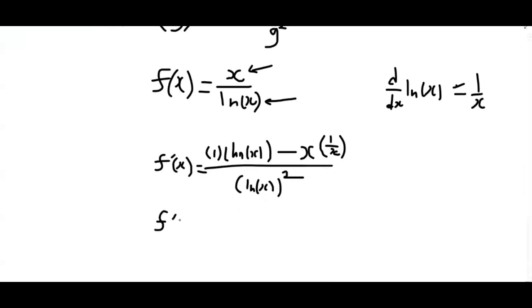So f prime of x is equal to ln of x minus 1. And yes, don't forget to divide it by ln of x, all of that squared.